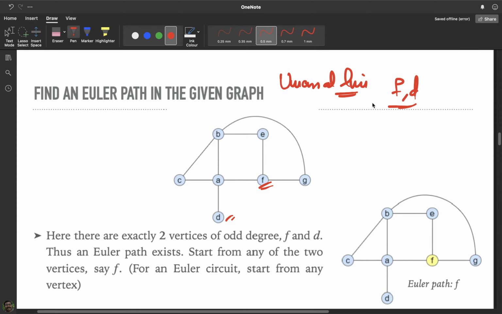So you start with any of the vertices. Suppose I am starting with F. So this is my starting vertex F. Now from F, where can I go? I can go to either G, or to E, or to A. So these three possibilities are there.